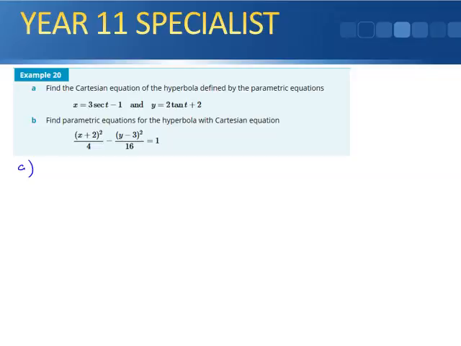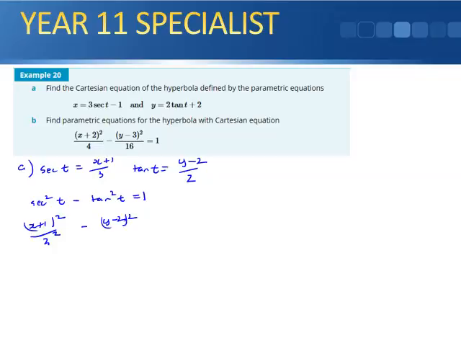So part A over here, again, rearrange it, and I get sec t equals x plus 1 divided by 3, tan t equals y minus 2 divided by 2, and then I've got the rule of sec squared t minus tan squared t equals 1. Again, I'm not going to square the denominator, I'm going to leave it with just the squared there, so I get x plus 1 squared divided by 3 squared minus y minus 2 squared divided by 2 squared equal to 1.